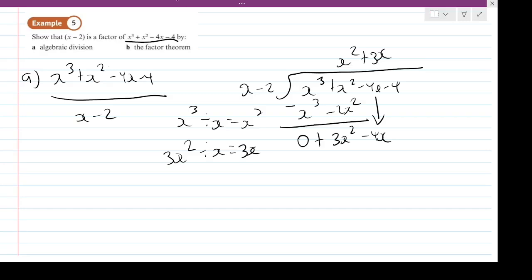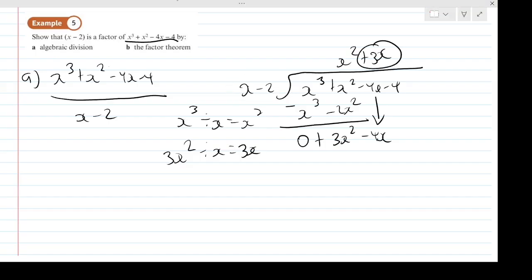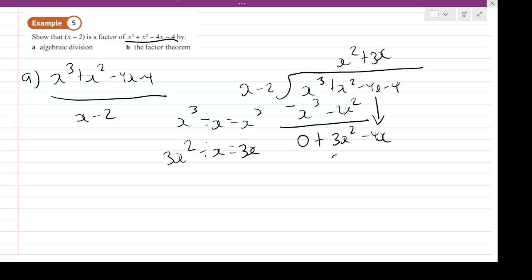And then we do the same sort of thing. We do 3x times everything outside. So 3x times x will be 3x squared firstly. Again, we want that because then they're the same, so they cancel out. And then 3x times minus 2 would be minus 6x. Then again, if we take both away, 3x squared take away 3x squared is 0. And then minus 4x minus minus 6x, well, that's a double negative, so minus 4x add 6x would be plus 2x.